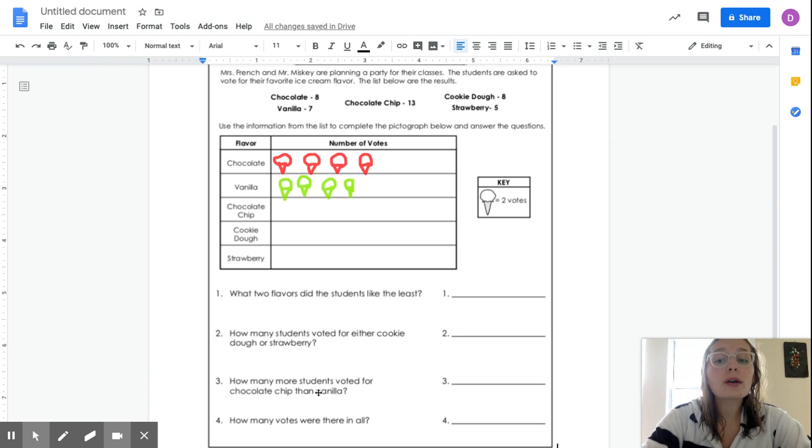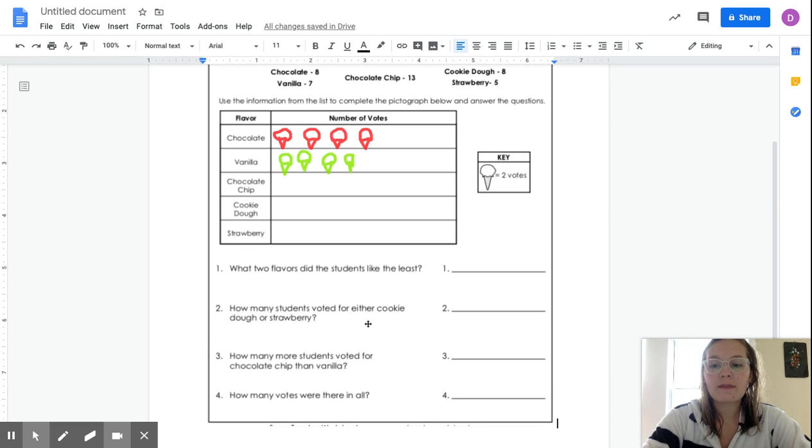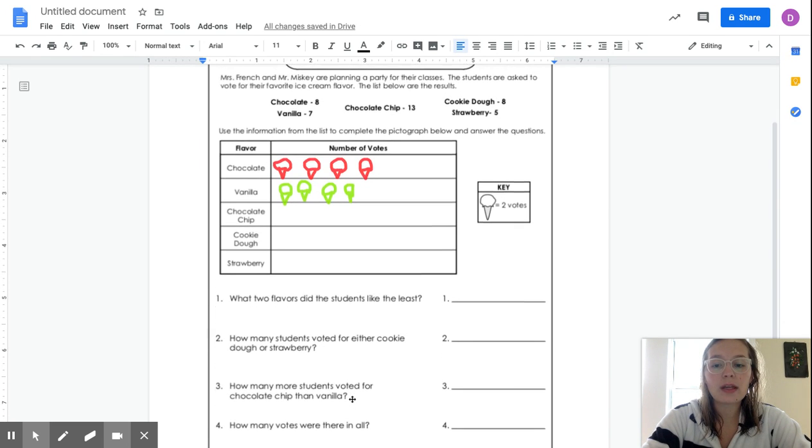How many more students voted for chocolate chip than vanilla? When we figure out how many more, we take the bigger number, subtract the smaller number. 13 minus 7 will tell us how many more chocolate chip votes there were. And finally, how many votes were there in all? You can either count by 2s or add up all the votes.